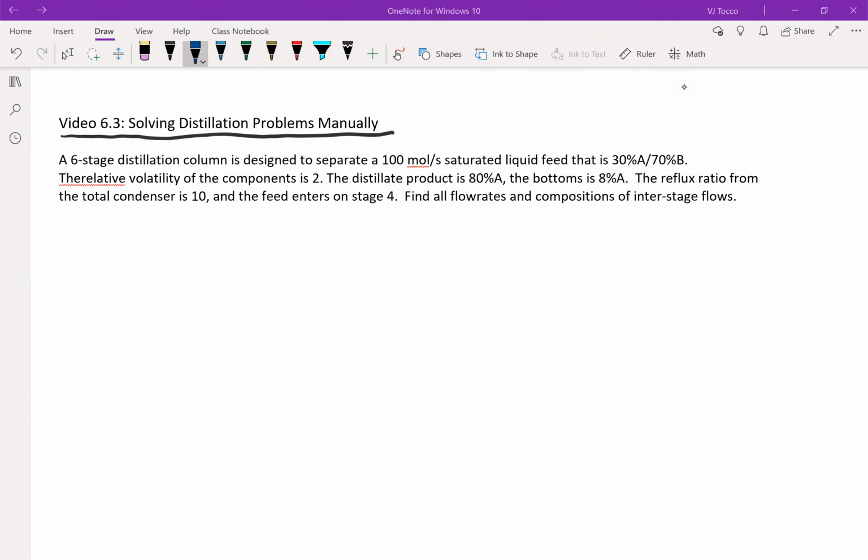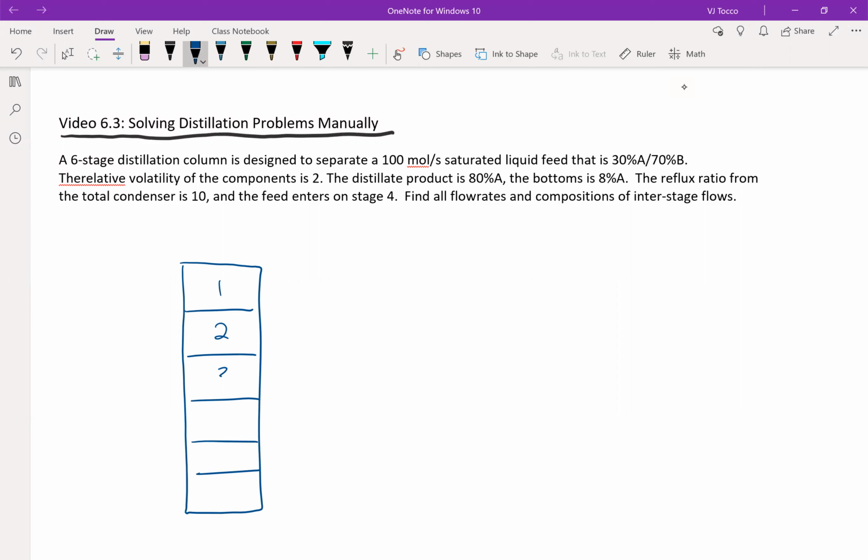So I'm going to draw my process flow diagram in the way that I told you to draw it, which is one big rectangle. And I have 6 stages in this column, so I'm going to need 6 stages. 1, 2, 3, 4, 5, 6, numbered from the top once again. And that's important too, by the way, because stage 4 has to be the 4th from the top, not the 4th from the bottom. So I have my feed coming into stage 4 at 100 moles per second at a composition of 30% A, 70% B. We can leave that off the process flow diagram because that part is understood.